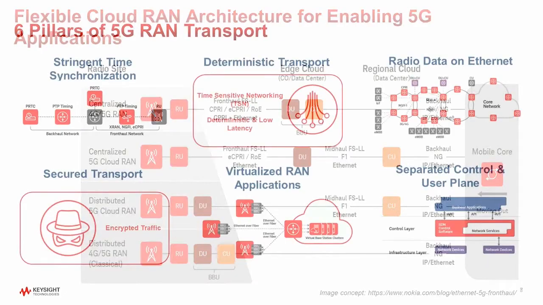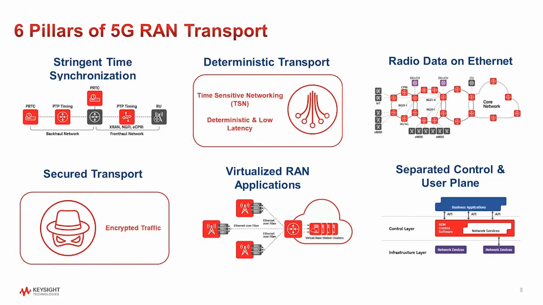So there are a lot of design considerations that go into selecting the right networking technology. And these are the six pillars of 5G RAN transport infrastructure as we see it: time synchronization, deterministic transport or TSN, eCPRI, security and encryption, SDN, and virtual infrastructure.